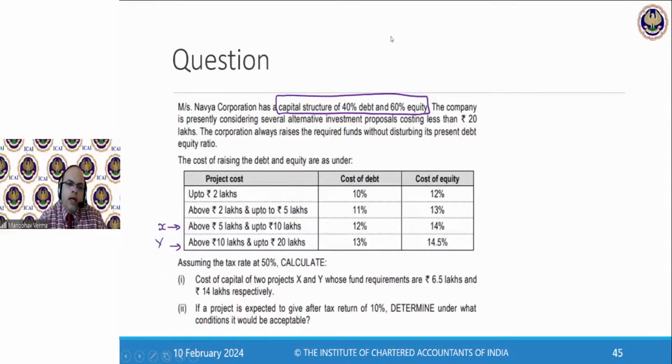Now, here we need to understand one thing: we may have a different WACC for different slabs. That means we may have a different WACC for this particular slab, third and fourth. So whatever WACC you calculate on these two, that should be your answer for project X and Y. Yes or no?